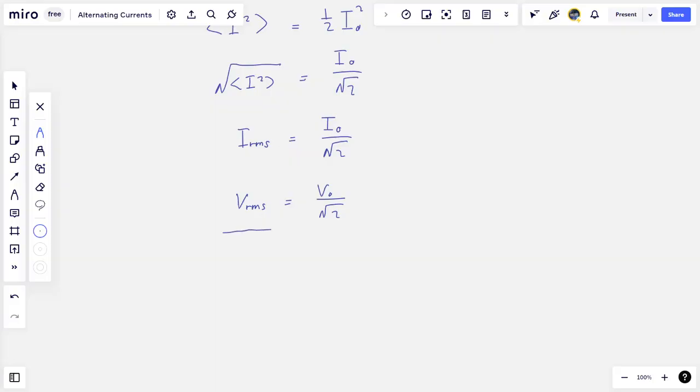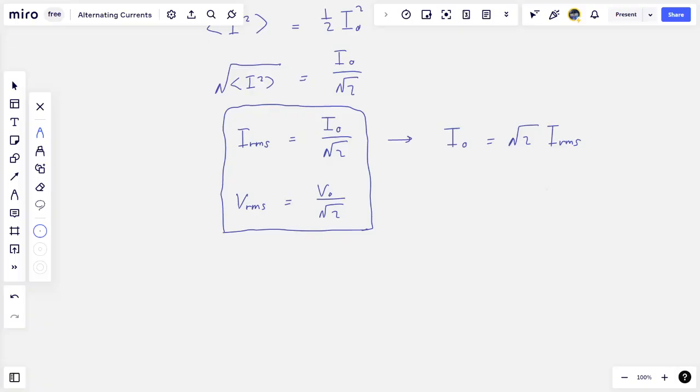And so we have two more equations that are very important. The RMS values are different from the peak values. And obviously we can see that the peak value I naught is bigger. So it's root 2, which is a number bigger than 1, multiplied by the RMS value. So remember that your peak value is always the peak, the maximum. So RMS must be the smaller one.